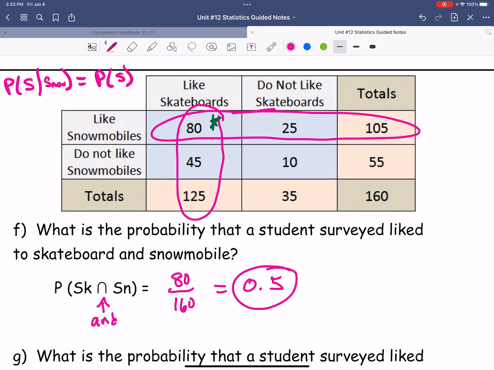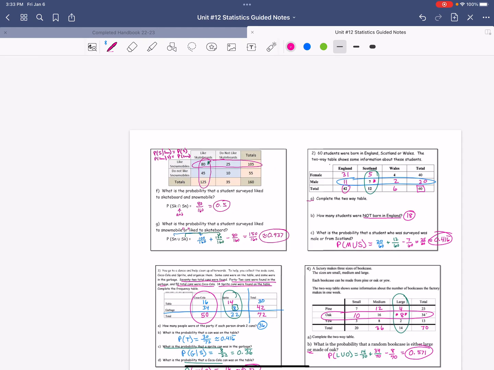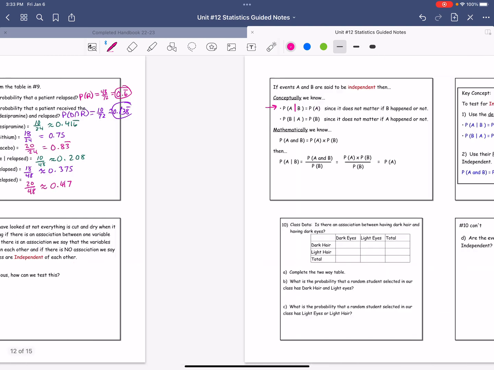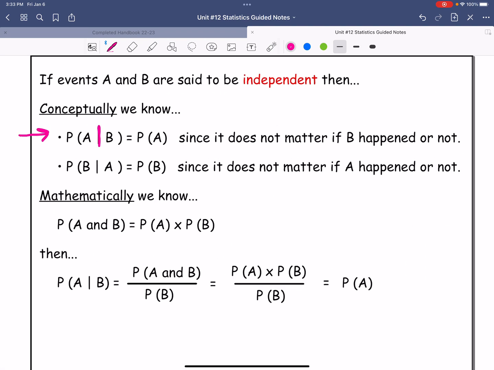Now, the same would be true the opposite direction. If we're looking at the probability someone likes to snowmobile, given that they like to skateboard, if that's equal to the probability of snowmobile, then the events were independent because it didn't matter if they liked to skateboard or not. So, testing for independence, we can use this, the given that. So probability of B given A, if that's equal to the probability of B, it doesn't matter that A happened or not. We're just going to get probability of B because events are independent.